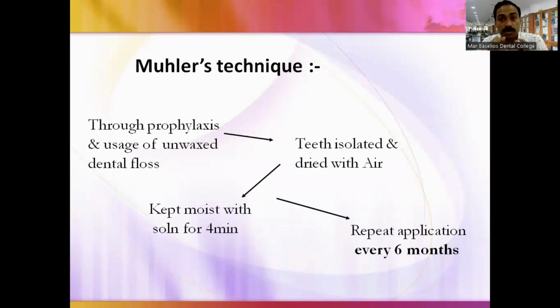In sodium fluoride, it is Knudsen's technique. In stannous fluoride, it is Muhle's technique. Again, the procedure is almost the same. Do the prophylaxis and use the dental floss and everything. After that, you isolate and dry with air. Keep moist with the solution for around 4 minutes. And here the repeat application is every 6 months, whereas in Knudsen's technique, it is 4 applications in 4 age groups, a total of 16 applications. Here it is a biannual application, that is, every 6 months it is applied.